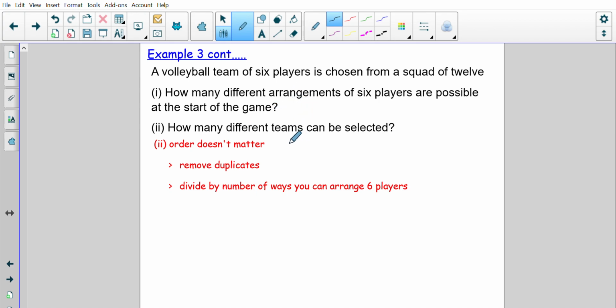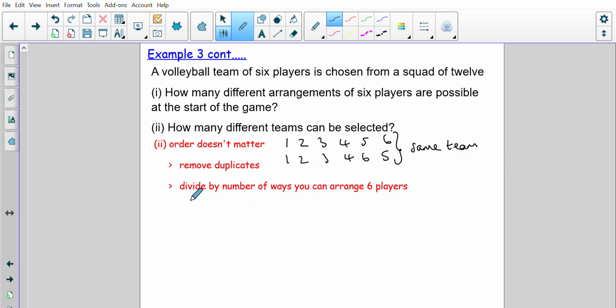Let's just make sure we understand why. Let's say we chose players 1, 2, 3, 4, 5 and 6. Okay, if I then had players 1, 2, 3, 4, 6 and 5, that's going to be the same team. So that's a duplicate which would need to be removed.